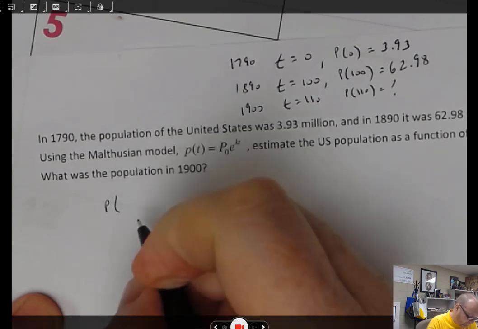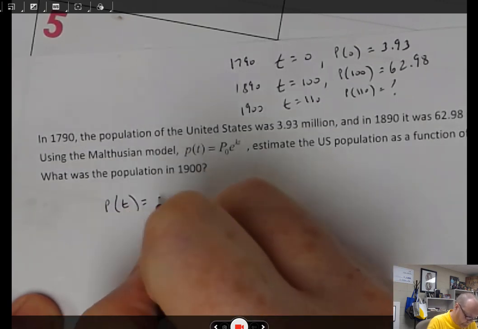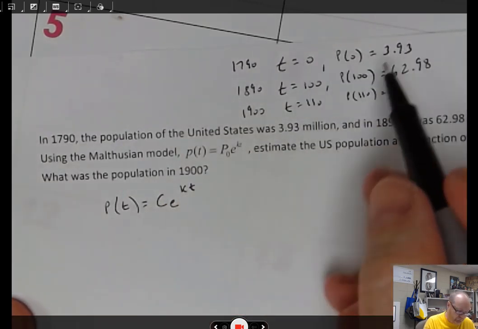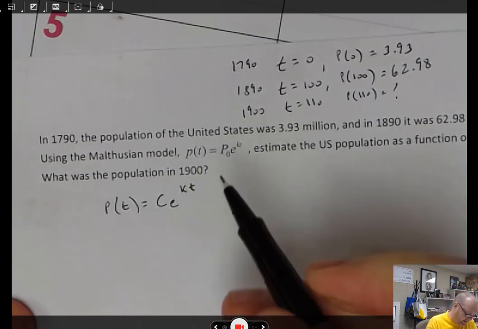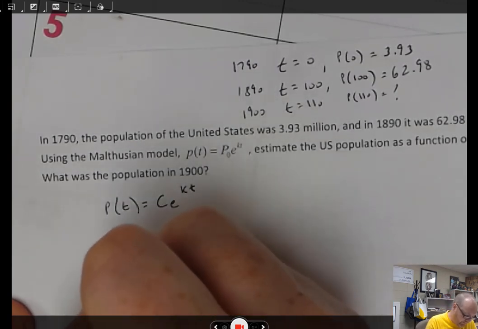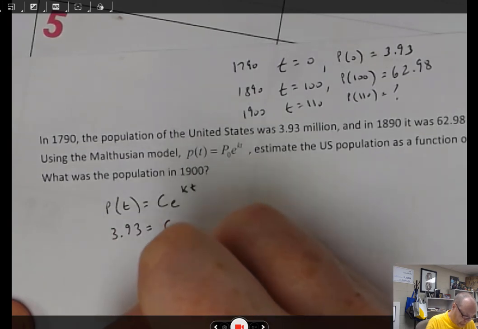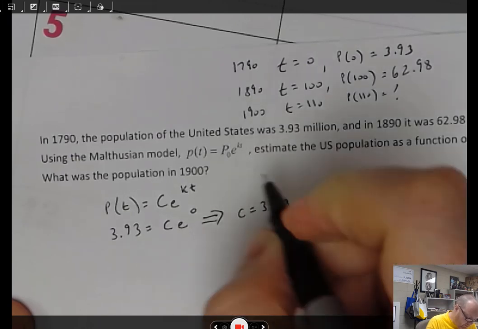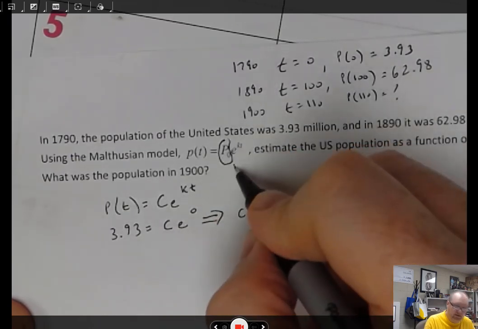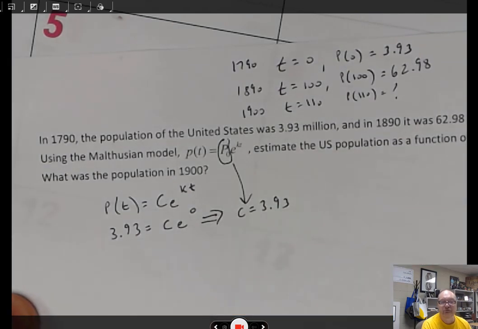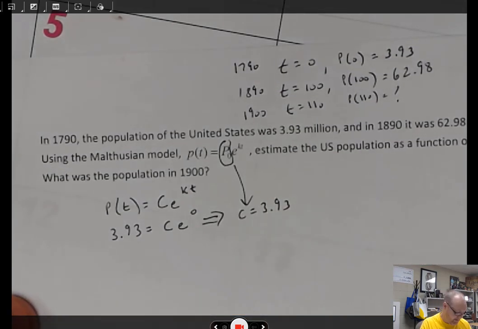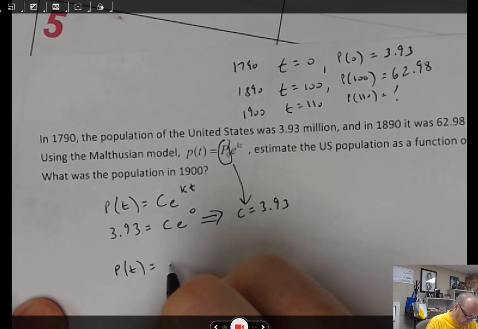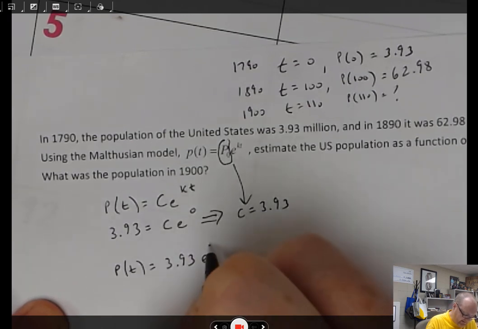actually, let me start with the model that we developed. And let me make use of this time equal to 0 to kind of establish that this is what we end up with, right? So at time equal to 0, there was 3.93 million, which implies that C is 3.93. So we get this P sub 0, that just means the initial population. That's going to happen every single time on these problems. So my model now looks like P at T is equal to 3.93 e to the kt.